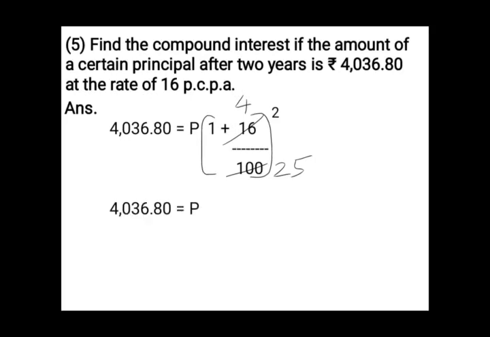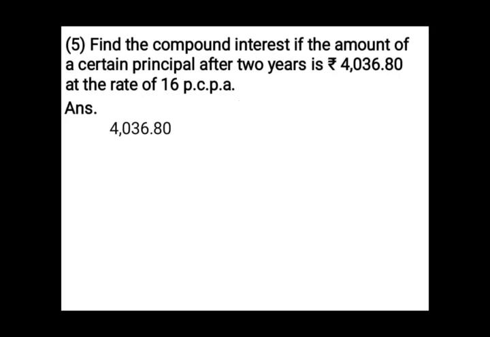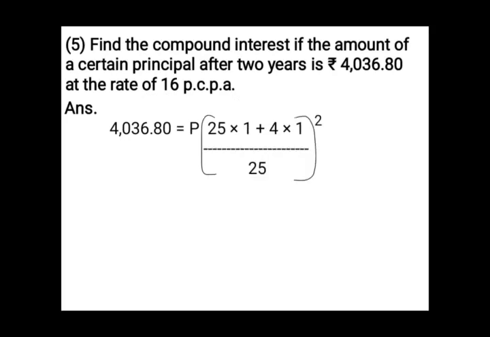4036.80 is equal to principal in bracket 1 plus 4 upon 25, raised to 2. Next step, you have to write cross multiplication form in the bracket. If you don't have any denominator here, take it as 1 and then write cross multiplication form. That is, 4036.80 is equal to principal in bracket 25 into 1 plus 4 into 1 upon 25, raised to 2. Next step, you have to multiply in the bracket on the numerator.